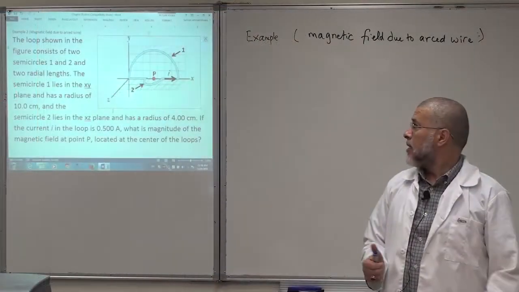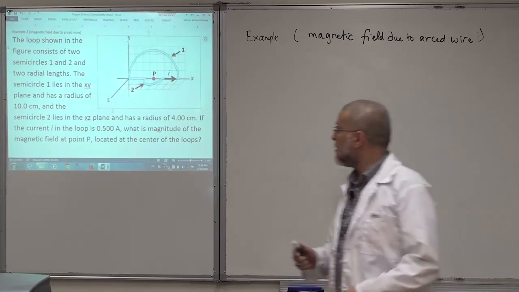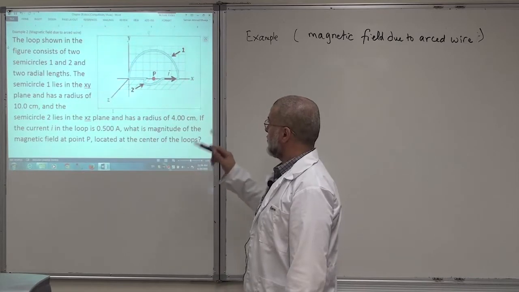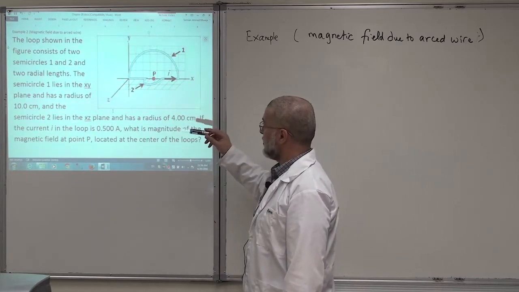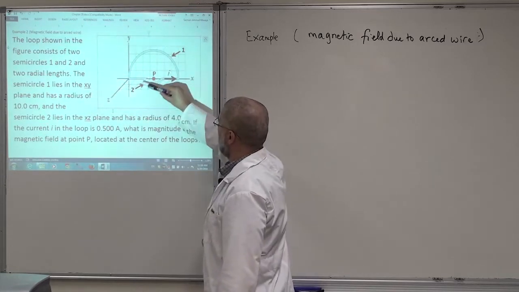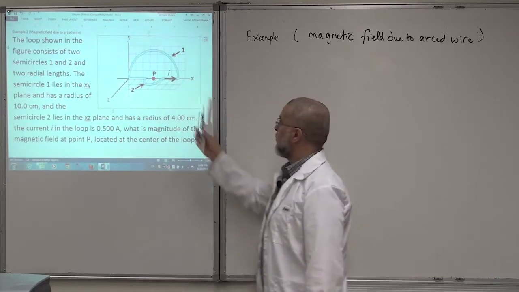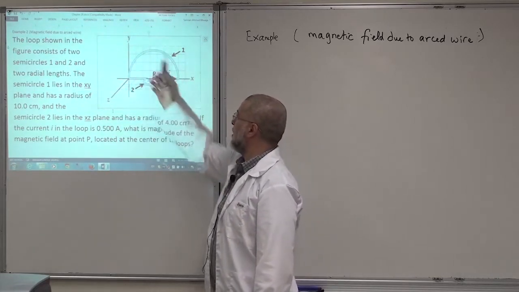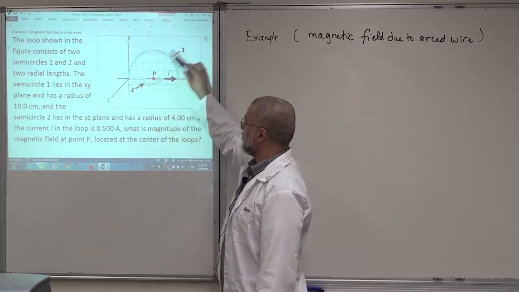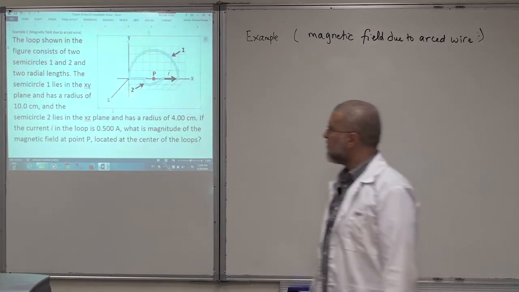Okay, this is another example related to the magnetic field due to an arc wire. This is a problem which shows an arced wire. Actually, it's a loop. But the two arced wires are in different planes. The first one is in the XY plane, and the second one is in the XZ plane. They are perpendicular to each other. I hope you can visualize this figure here.